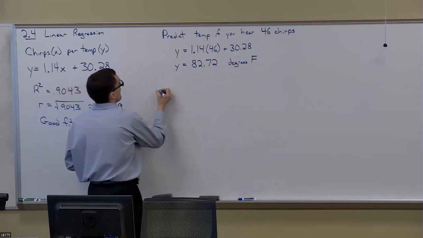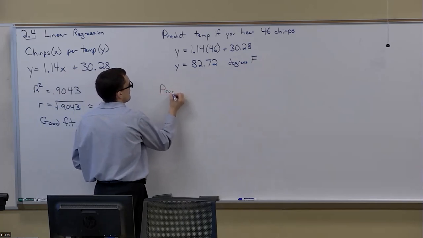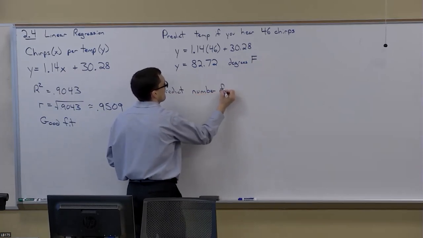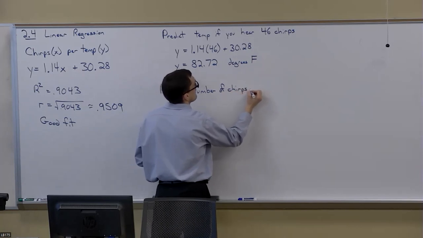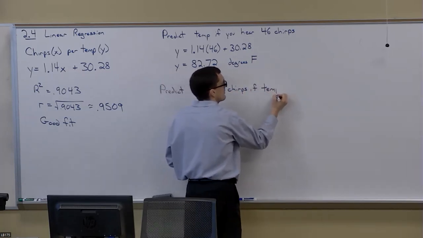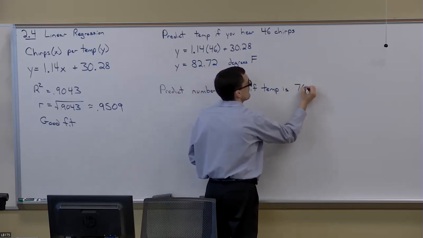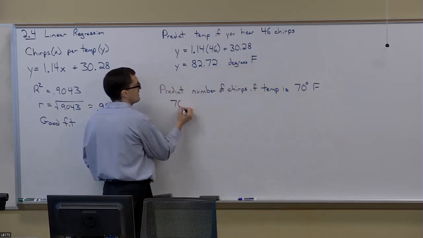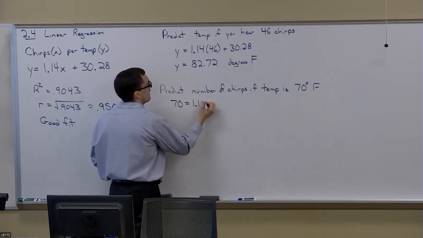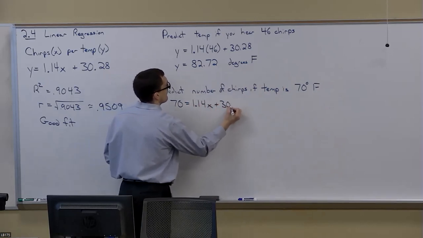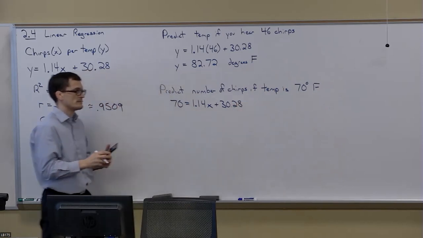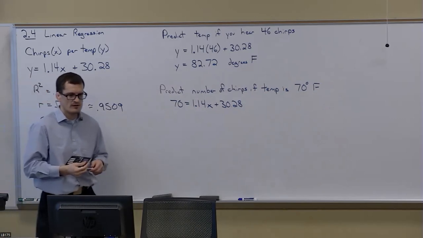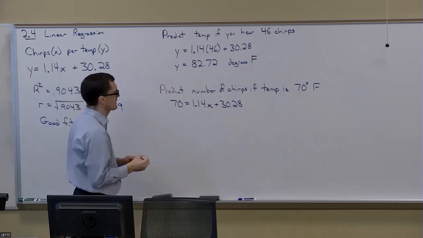Okay. And if I say predict the number of chirps if the temperature is 70 degrees Fahrenheit, well, then we plug in a 70 for my Y and solve for X. Standard solving. Subtract 30.28.